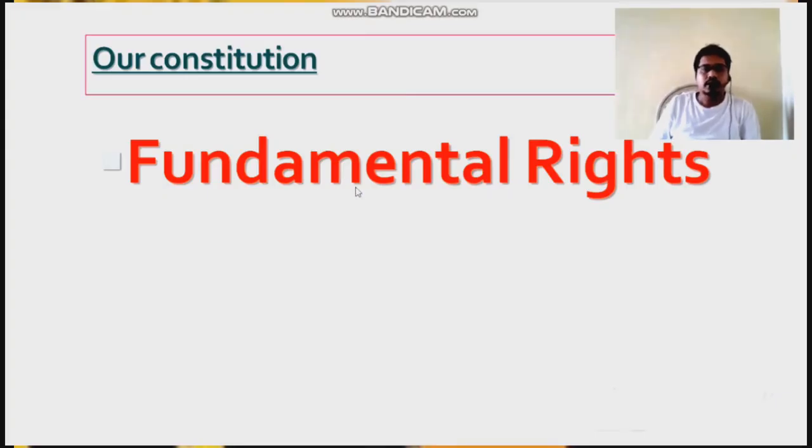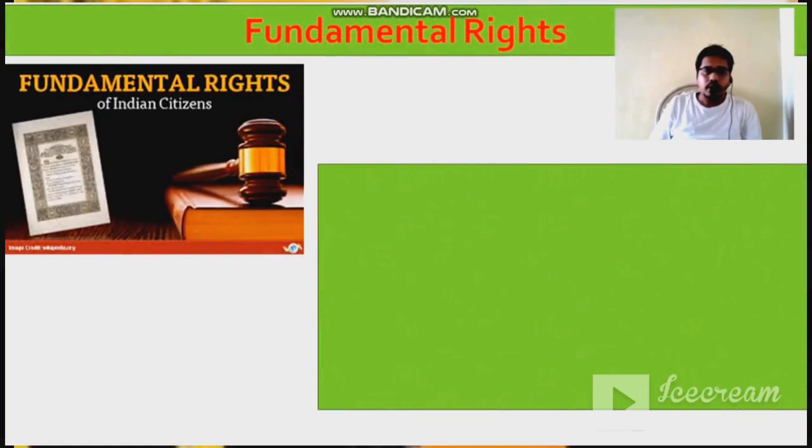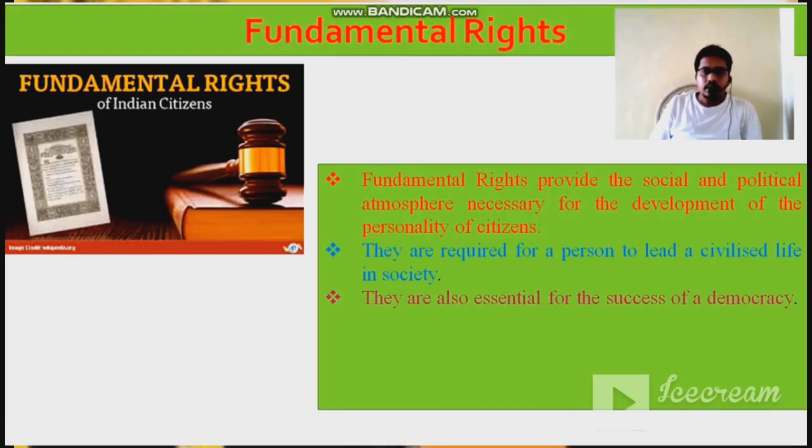The points remaining in this lesson are fundamental rights, fundamental duties and directive principles of state policy. Let's discuss fundamental rights. Fundamental rights are the most important thing for every citizen of the country. In India, fundamental rights provide the social and political atmosphere necessary for the development of the personality of a citizen. They are required for a person to lead a civilized life in society. They are also essential for the success of democracy.